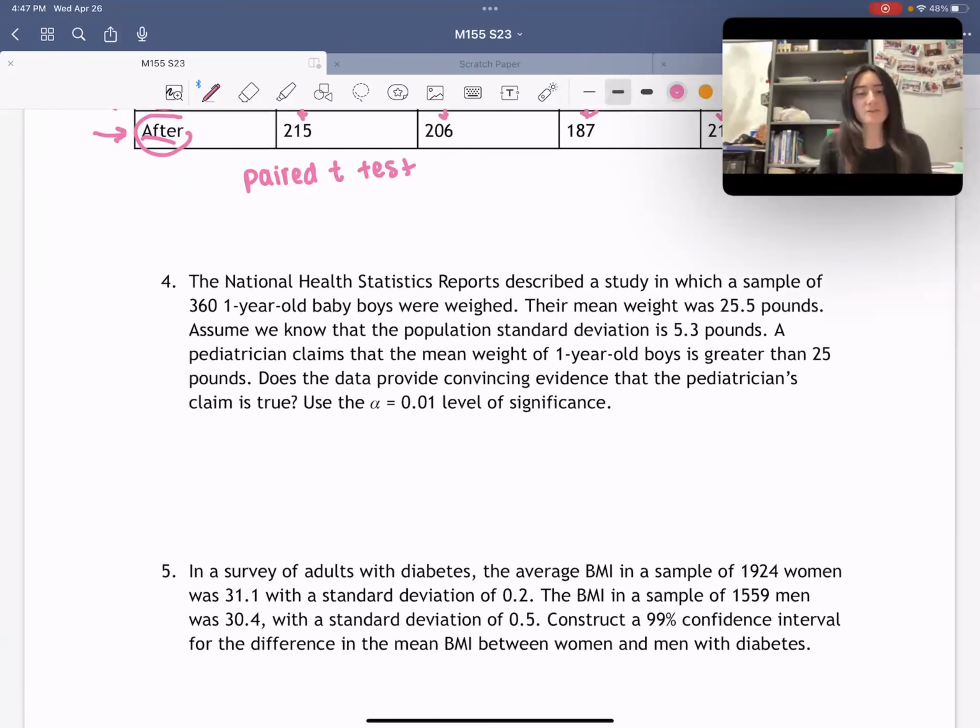Here we're talking about the National Health Statistics reports, looking at a sample of 361-year-old baby boys. We have the mean weight being 25.5 pounds. We know the population standard deviation is 5.3 pounds. Then we're doing a hypothesis test where we think that the weight might be greater. It definitely only has one sample.